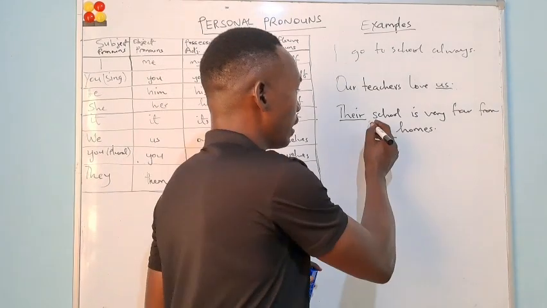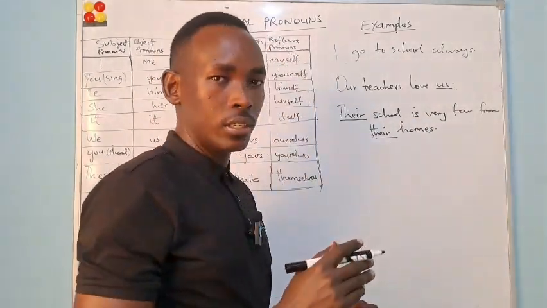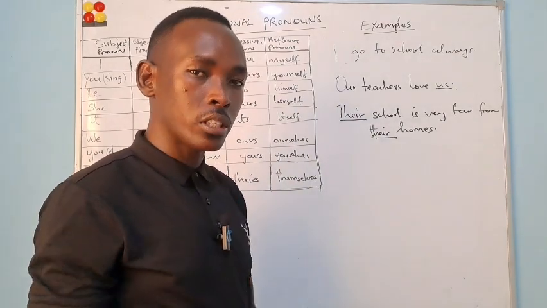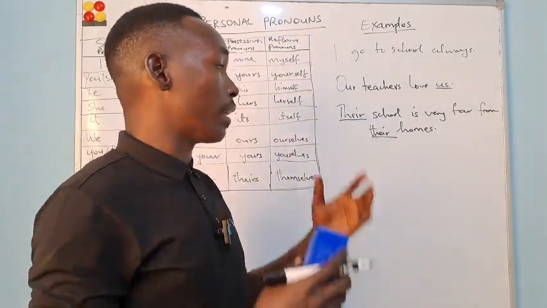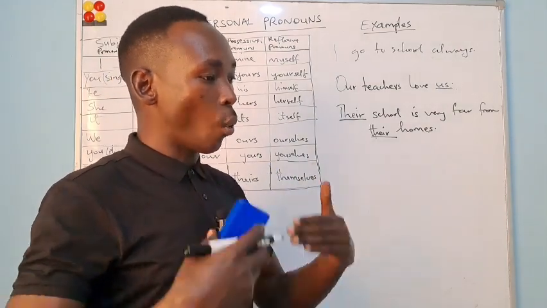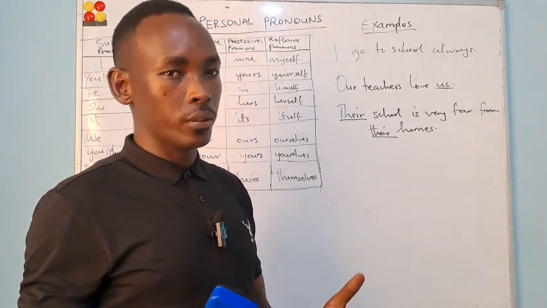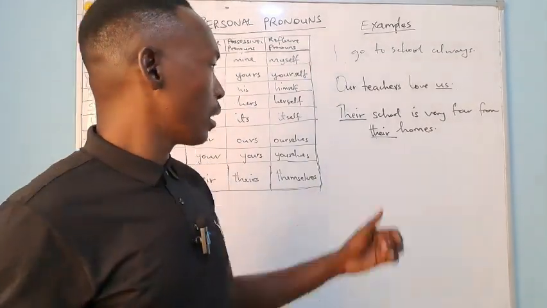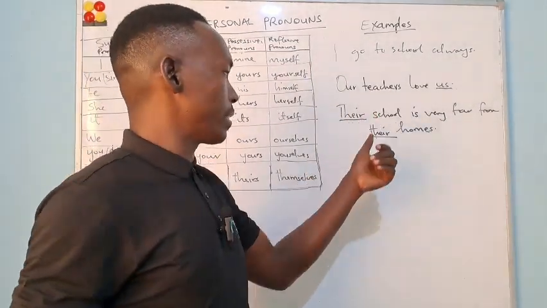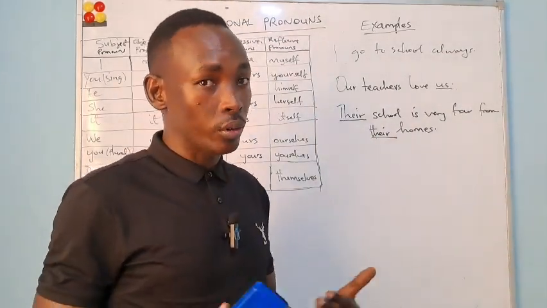That's why you say their school, their homes. You see, they are possessive adjectives. So they are adjectives in nature. That's why we call them adjectives, because once they appear in a sentence, they have to go together with a noun. They have to describe a noun. Our school, our teachers, their homes. Are we together now? I think you understand what I'm saying.